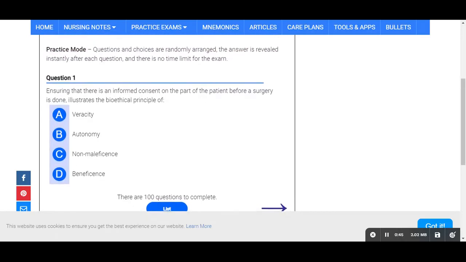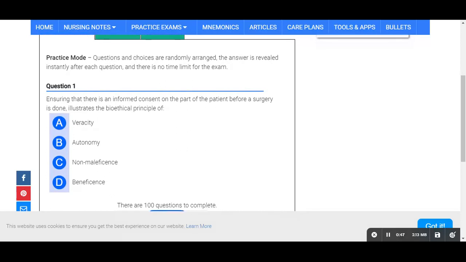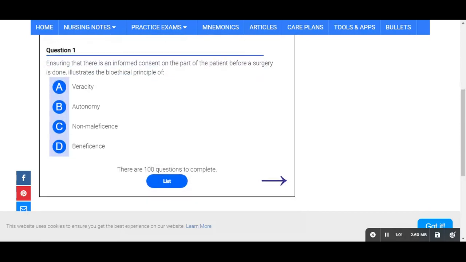So to begin, reading the instruction, questions and choices are randomly arranged. The answer is revealed instantly after each question. There's no time limit for the exam. So as much as possible, hopefully we can finish within the 1 hour time span because that is the goal that we have in order to think critically fast in a limited amount of time.